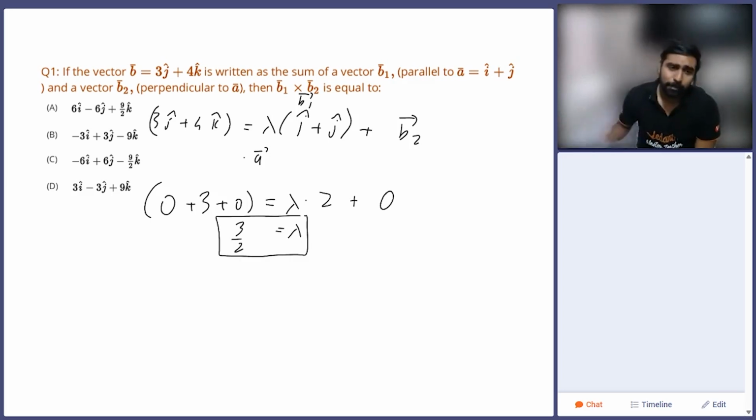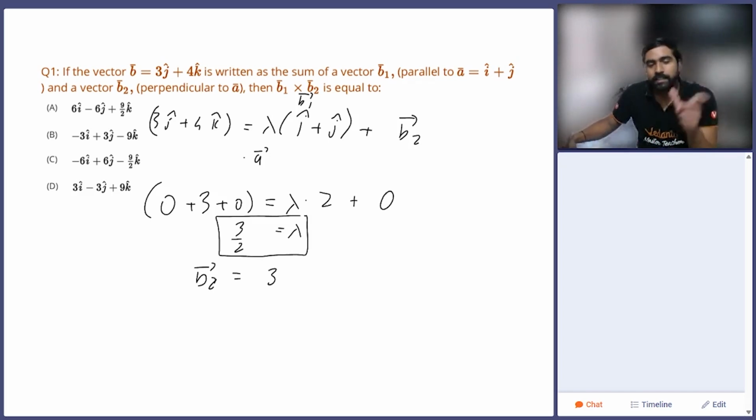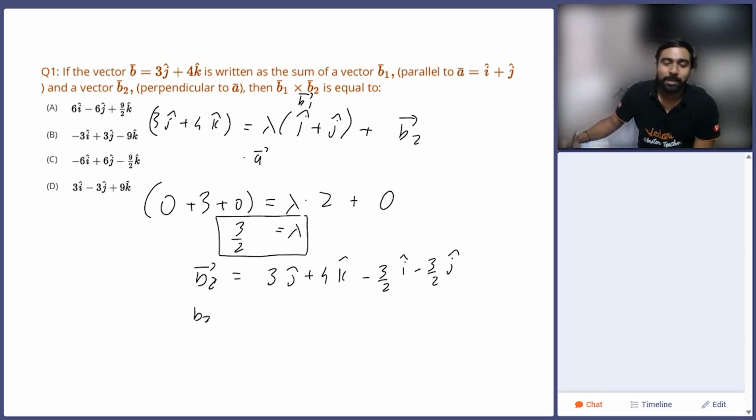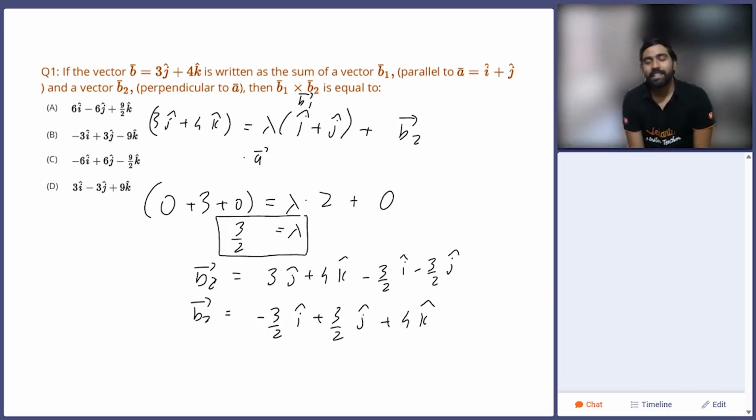Once we have got the value of lambda, my B2 vector is nothing but 3j cap plus 4k cap minus lambda I cap minus lambda j cap. So basically minus 3 by 2 I cap minus 3 by 2 j cap over here. So what does my B2 vector come out as? This will come out as minus 3 by 2 I cap, 3j cap minus 3 by 2, that's plus 3 by 2 j cap, and plus 4 k cap over here.